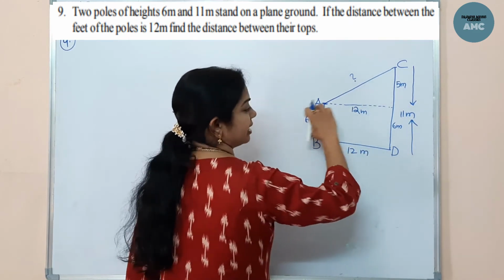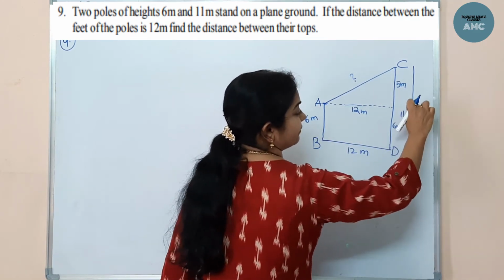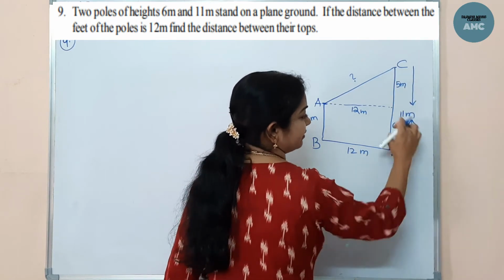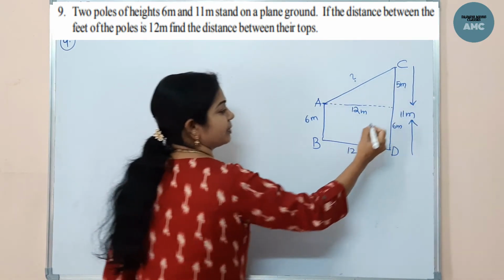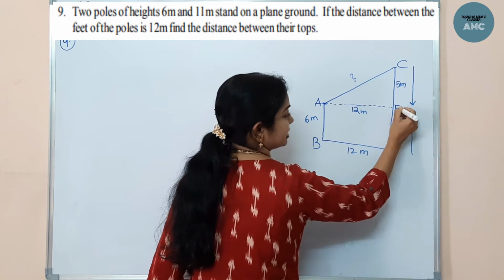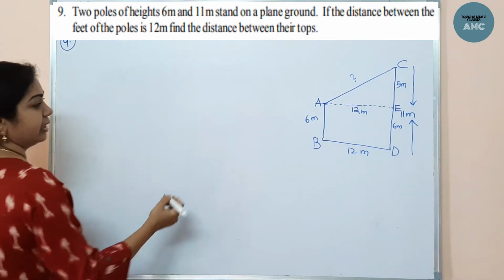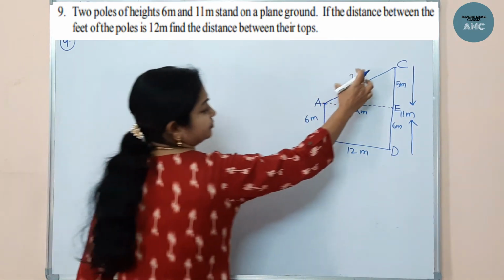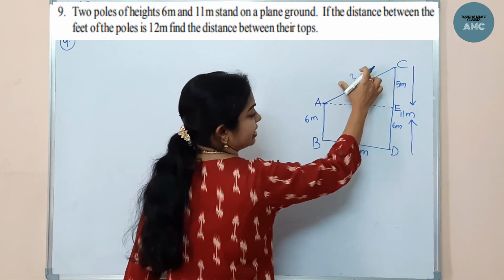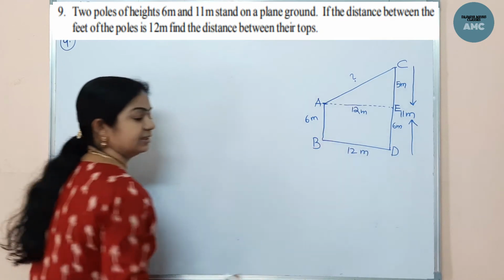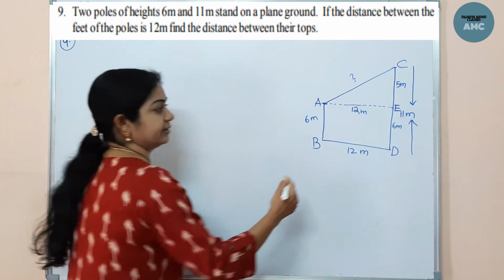Because they are parallel, I got the 6. The total is 11, and 11 minus 6 is 5. So this point let us name it as E. So CE is 5 meters. Now here we want the distance between their tops. So I want AC, so I will consider this triangle. The triangle is again a right angle triangle.